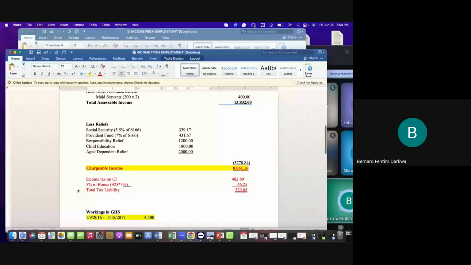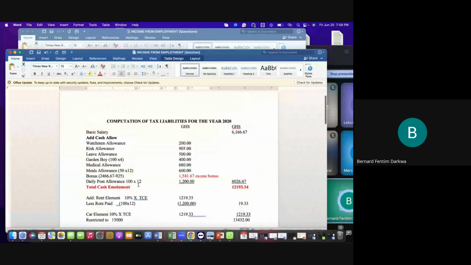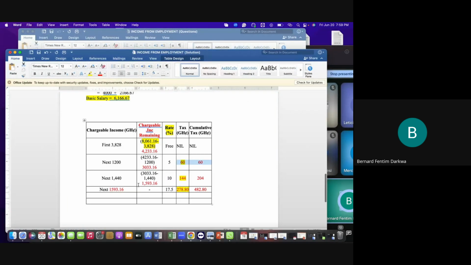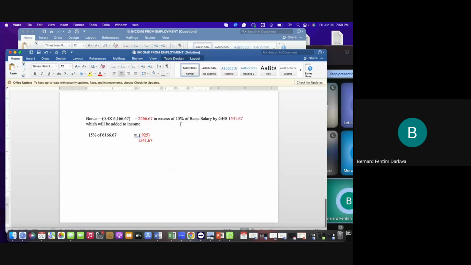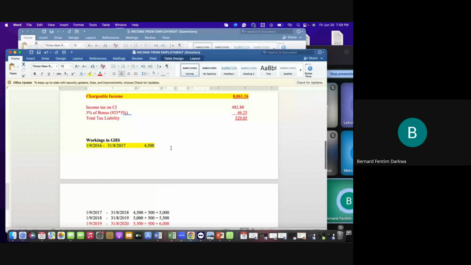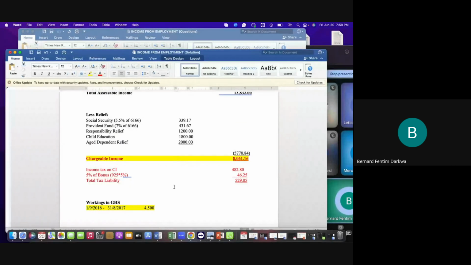Then there's a bonus tax, 5% of bonus tax. Don't forget that the bonus was in excess, but there was a portion that was not in excess. So the bonus tax is 5% on that part. You have to bring it also. If there's overtime tax, you bring the overtime tax also. So when you put everything together, they become the total tax liability for Mr. Prime Danso. So that ends the question.